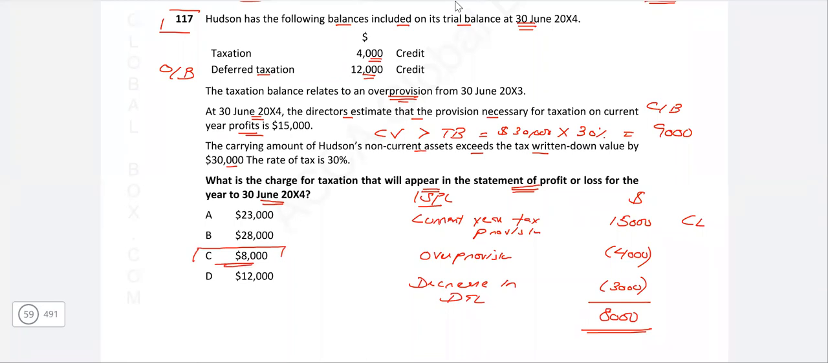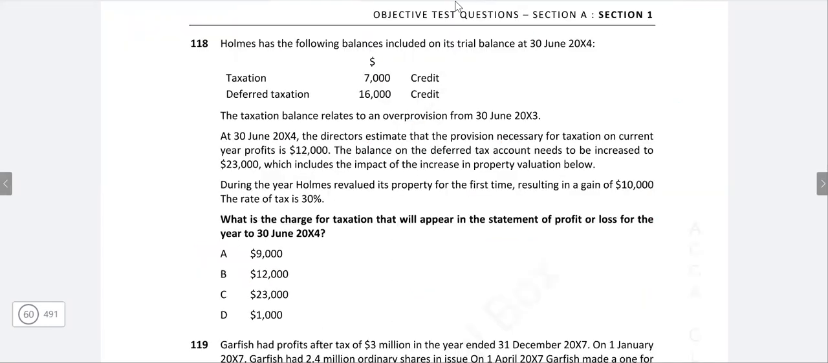So remember, IAS 12 is a piece of cake as long as you understand the format and the relevant figures, how to play with it. That's it, nothing else. Okay, now we have question number 118.